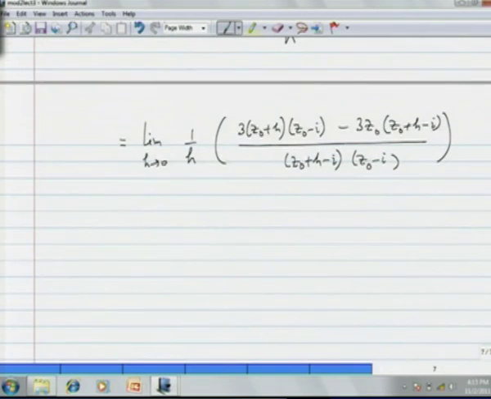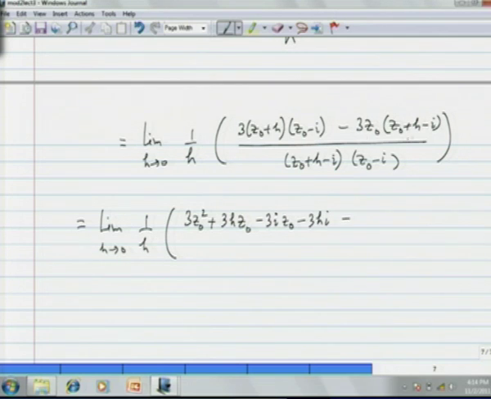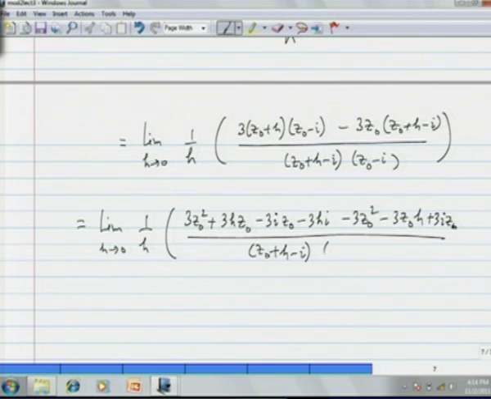So, this gives me the limit as h goes to 0. Let us now multiply everything out in the numerator, so that I get 3 z naught squared plus 3 h z naught minus 3 i z naught minus 3 h i. And then the second term here is minus 3 z naught squared upon expansion, minus 3 z naught h, plus 3 i z naught, divided by z naught plus h minus i times z naught minus i.